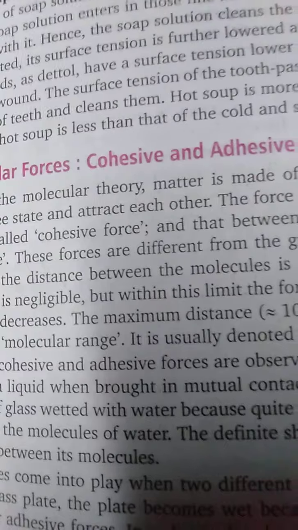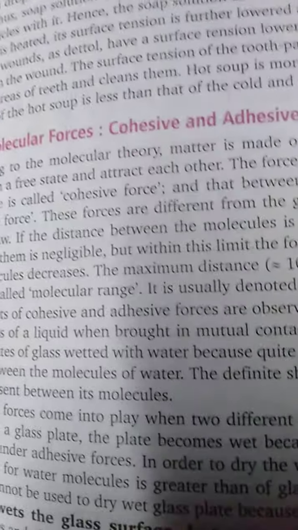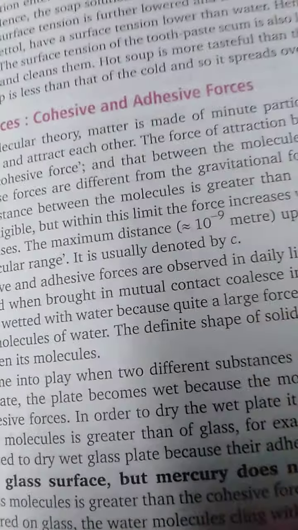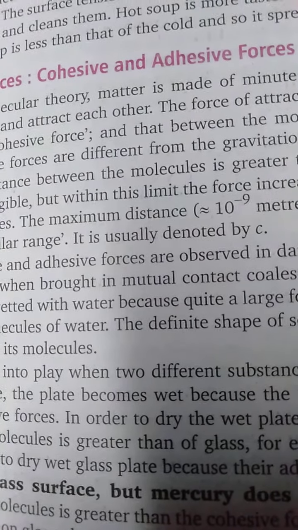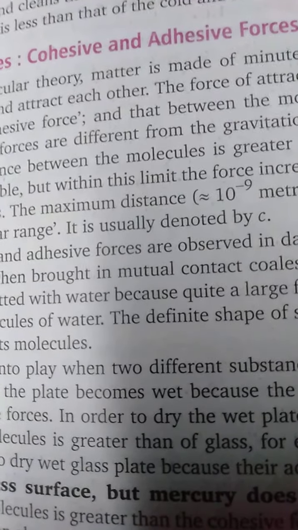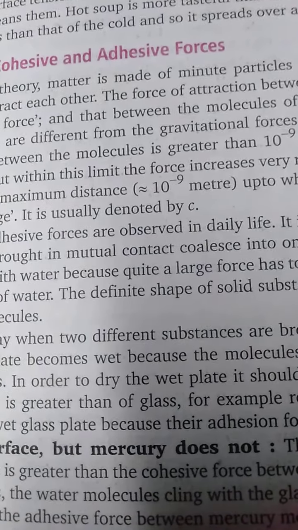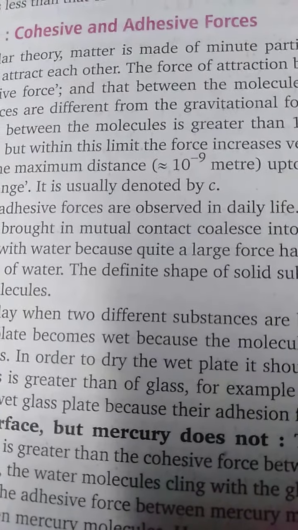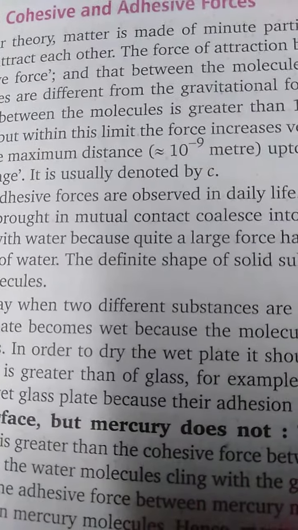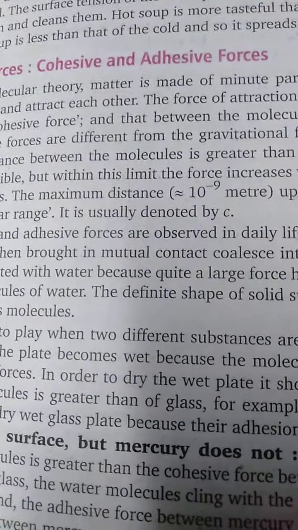Now, what is the main reason for surface tension? That is the intermolecular forces. There are two types of intermolecular forces, cohesive force and adhesive force. Cohesive force means the force of attraction between the molecules of the same kind, suppose water molecules, that is called force of cohesion. And the force of attraction between the molecules of different kinds is called adhesive force. So this is the difference between the cohesive force and the adhesive force. Is that clear?